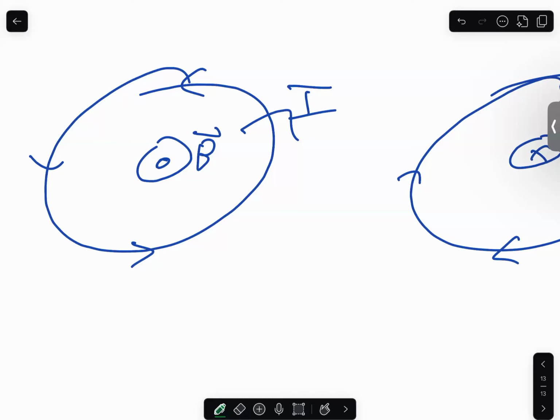Wait, hold on. I have to remember which direction clocks go. No, a clockwise current generates an outward field. Counterclockwise. This is counterclockwise, right? Yeah. Counterclockwise generates an outfield. Clockwise generates an infield. If I want an infield, I need counterclockwise.